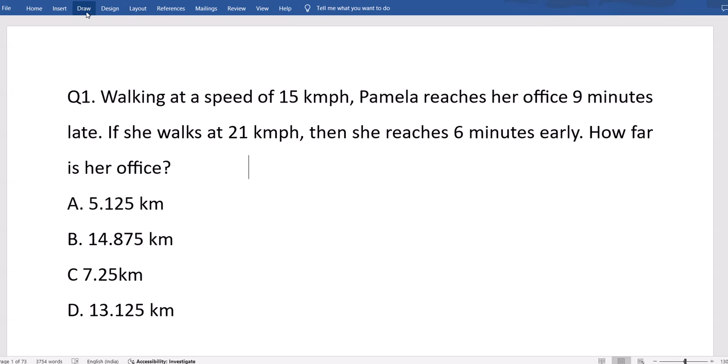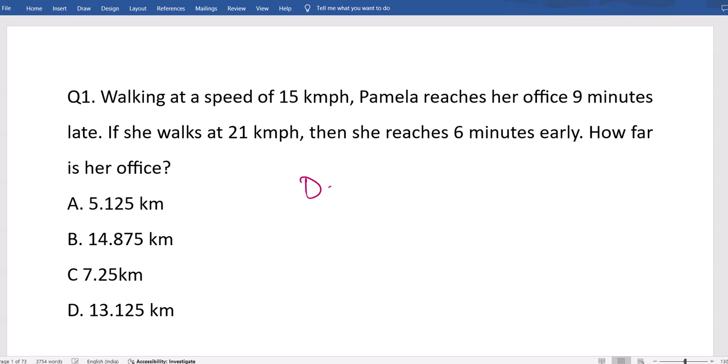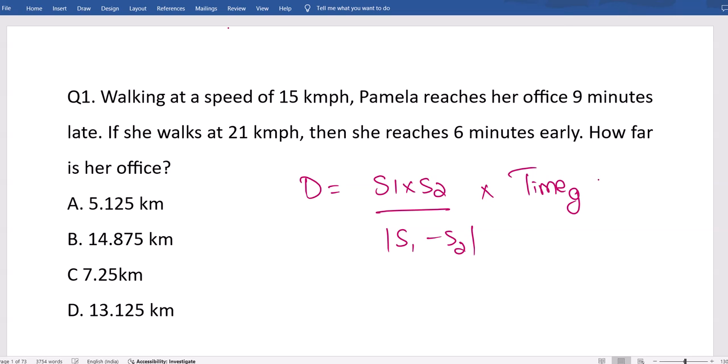So here multiple methods are available. We can try the normal method, and the shortcut. The normal method will also be explained. The shortcut is simple: product of speeds divided by difference between speeds, into time gain. If time gain is in minutes, then divide by 60 to convert into hours, because speed is in kilometers per hour, so time must be in hours.